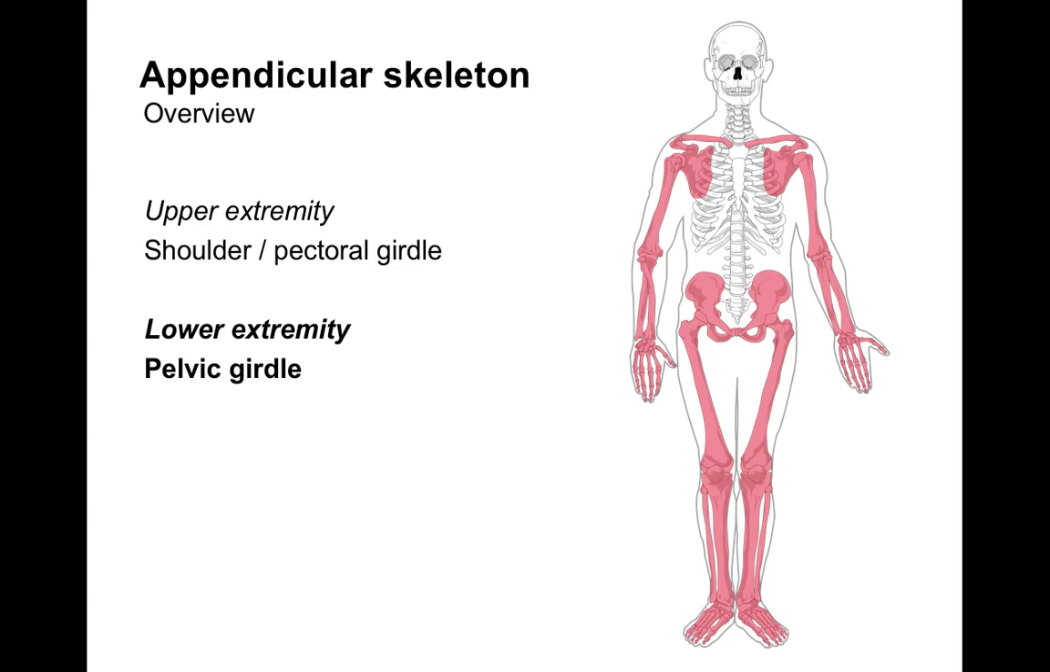Recall that the lower extremity is part of the appendicular skeleton and is attached to the axial skeleton via the pelvic girdle. We're going to begin our discussion on the lower extremity by defining the pelvic girdle and the bones that comprise the pelvic girdle, but please realize that the lower extremity attaches to the axial skeleton via the pelvic girdle in a similar way as the upper extremity attaches via the shoulder or pectoral girdle.